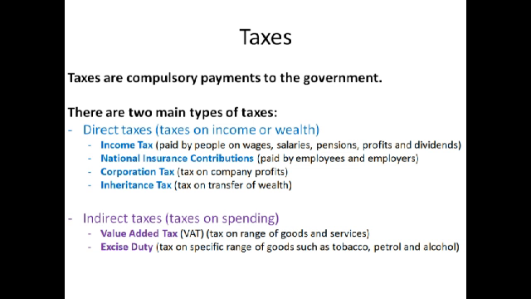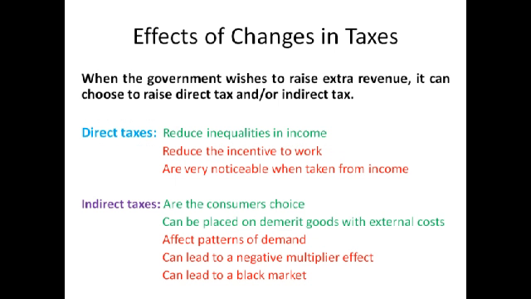Then there's indirect taxes, which are taxes on spending, such as VAT, value-added tax, which is tax on a range of goods and services, and excise duty, which is tax on a specific range of goods, with high excise duty on goods such as tobacco, petrol and alcohol, intended to reduce negative externalities. We're going to come to this later. When the government wants to raise extra revenue, it can choose to raise direct tax and/or indirect tax.